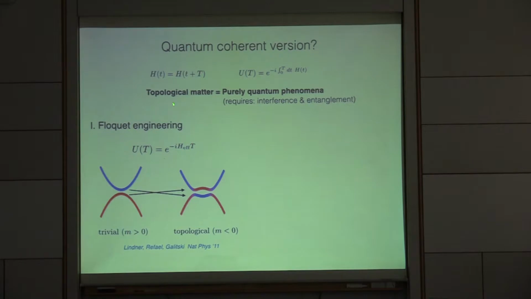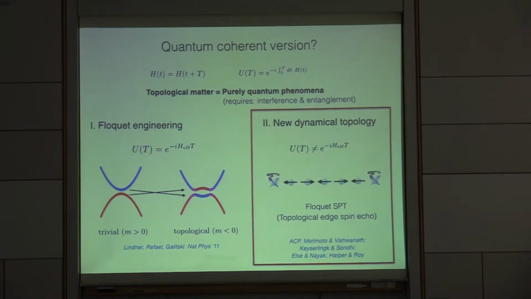One example is that you could drive your system and, say, start with a trivial band insulator and effectively invert its band in some rotating frame picture and turn it into a topological insulator. Or, and what I think is maybe a completely more open direction, is to try to induce some unitary evolution that can't be described by a simple static Hamiltonian, but requires some dynamics. And this opens the door to new topological phases of matter with dynamical properties that would cease if you turn the drive off. So they require this non-equilibrium drive.